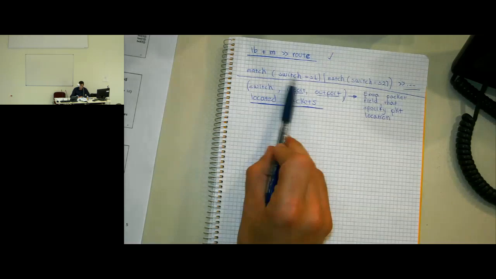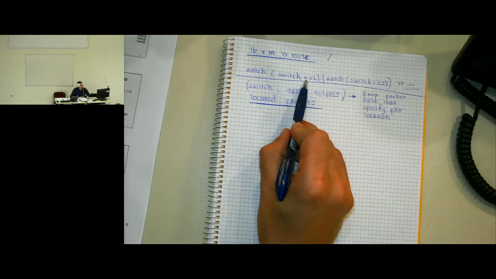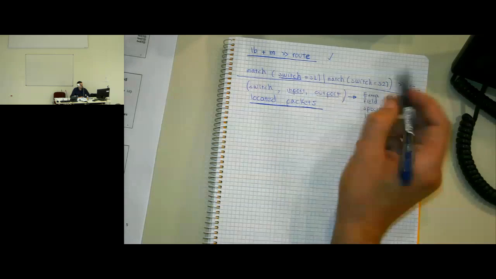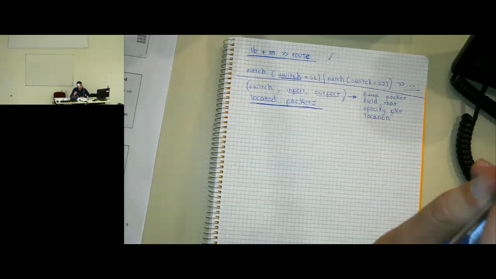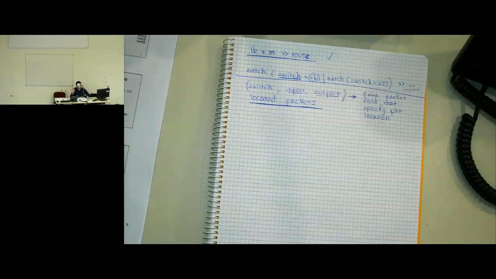So when we write a statement like this one, this is applied to the switch field of the packet to decide if this packet is at switch 1 or switch 2 and so on.